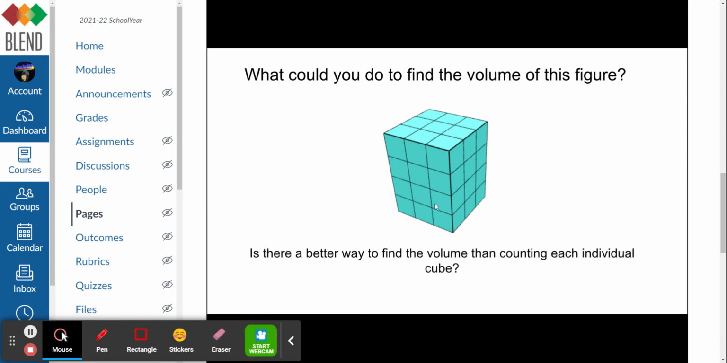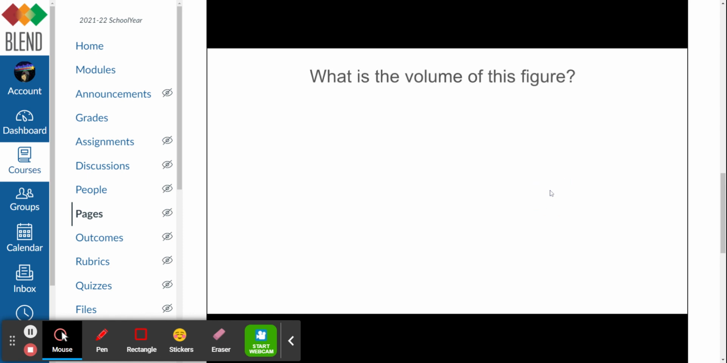So, moving on. Is there a better way to find volume than counting each individual cube? Yeah, there is. And we figured out the best way by using the formula. Saves us time, and then we don't have to guess how many cubes are behind things and hiding. We can use the layers. We realized there was 4 layers of 9 cubes.